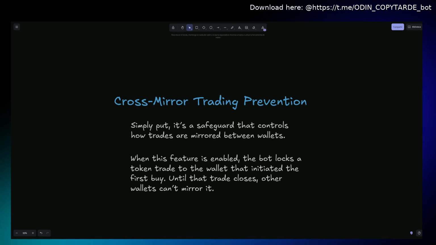Here's how it works. When this feature is enabled, the bot locks a token trade to the wallet that initiated the first buy. Until that trade closes, other wallets can't mirror it. Let's break it down with 3 scenarios to make it crystal clear.